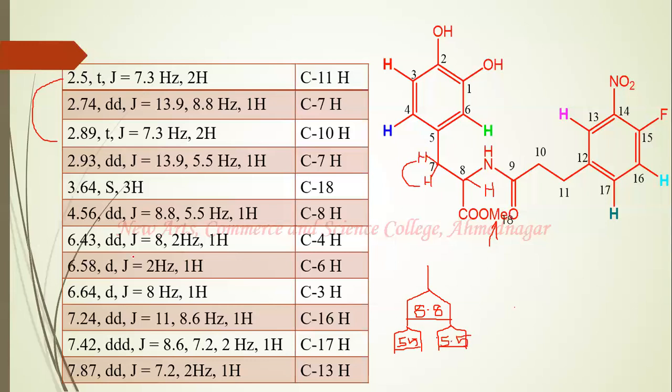Then the next one is 6.43, doublet of a doublet, J is equal to 8 and 2 hertz. Now all the sp3 hybrid carbon atom proton signals are over, so we have to look into the aromatic protons. If you see, the left side ring has two hydroxy groups as the substituents, while the right side ring has nitro group and fluorine in the ring system. So the protons which are present on the left side ring are shielded protons because of the electron donating resonance effect of the hydroxy groups.